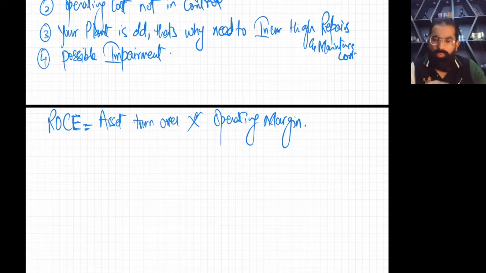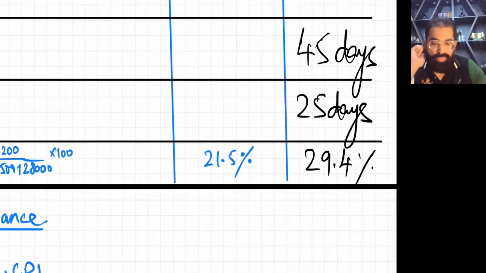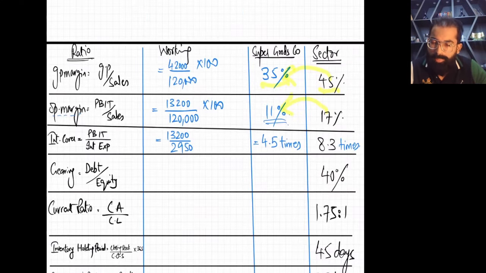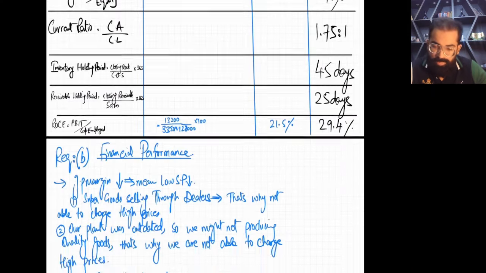Okay. So see, is your ROCE down? Yes. See, your ROCE is down. Industry average is 29.4%. Ours is 21.5%. Simple. Why is your ROCE down? Because your operating margin is also down. Okay.